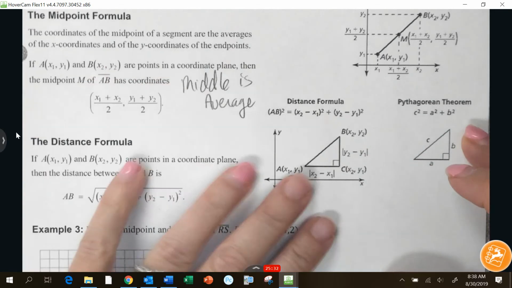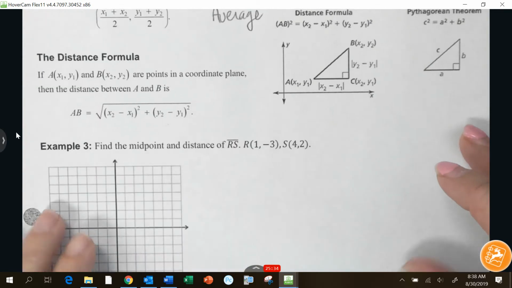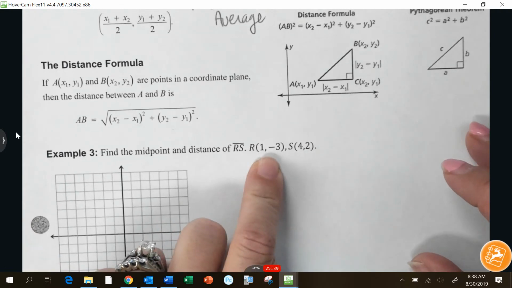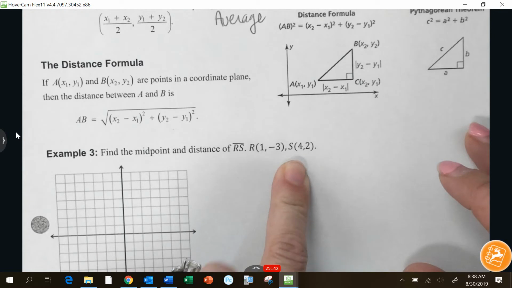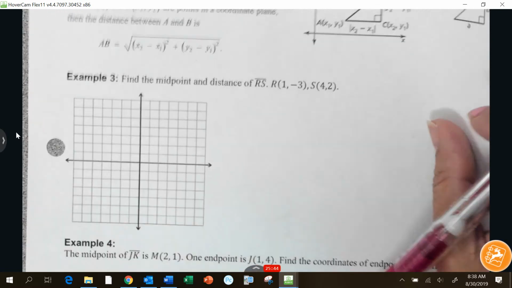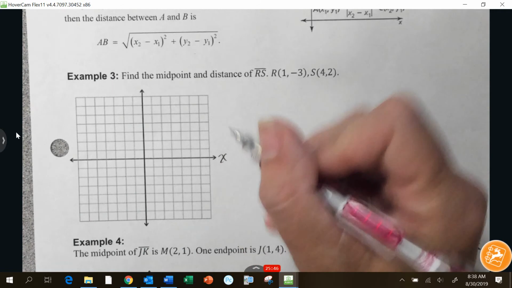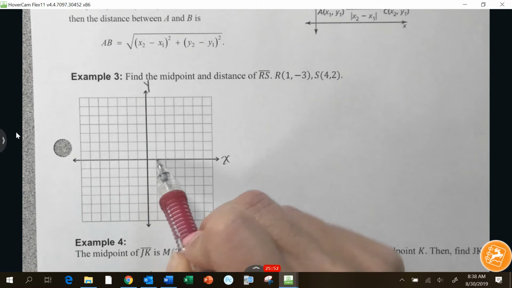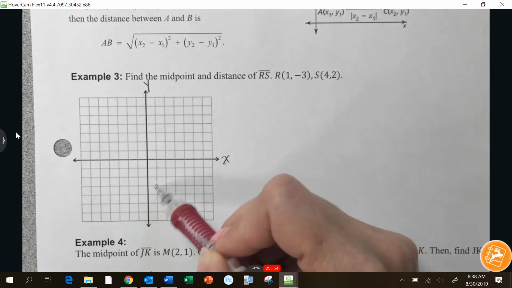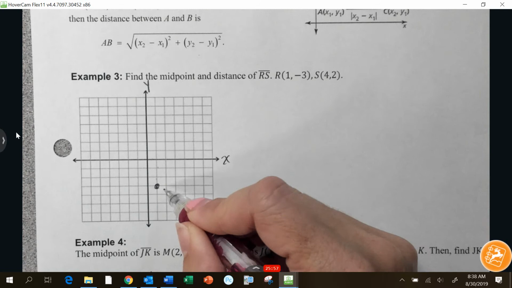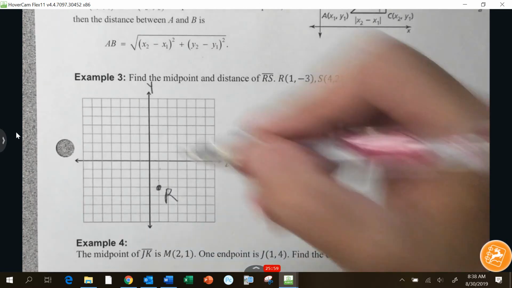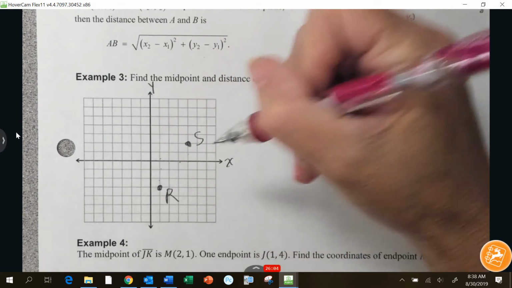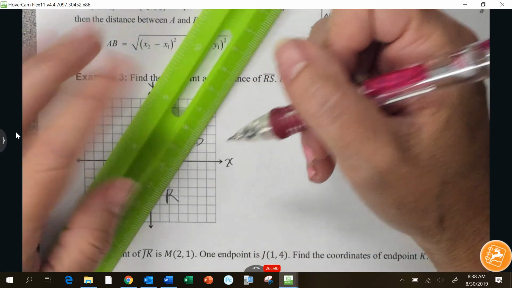So I'm going to go through this as we do the examples. Find the midpoint and the distance of segment RS. Here we have R and S coordinates, ordered pairs. So let's plot these. Remember, this is the x-axis, this is the y-axis. We're going to begin at 0, 0. Right 1 down 3 is R. I'm going to label it. And then right 4 up 2 is S. How convenient, you guys have straight edges there.